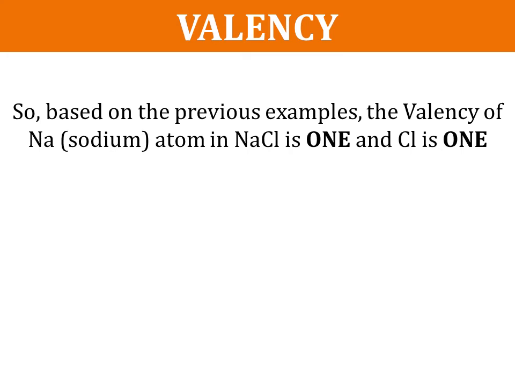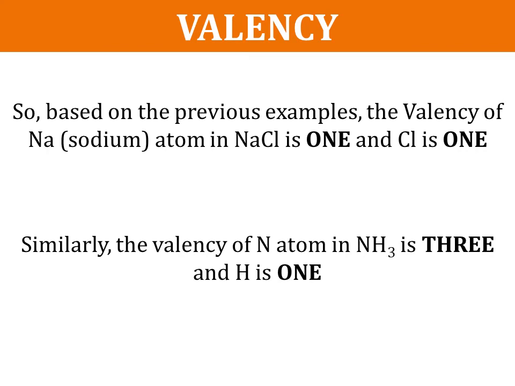Concluding, based on the previous examples, the valency of the sodium atom in NaCl is 1, and chlorine is 1. And similarly, the valency of the nitrogen atom in ammonia is 3, and hydrogen is 1.